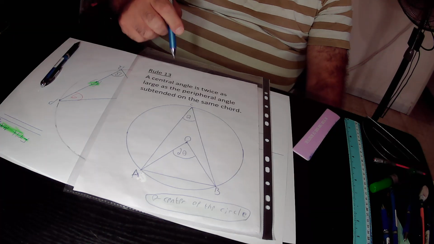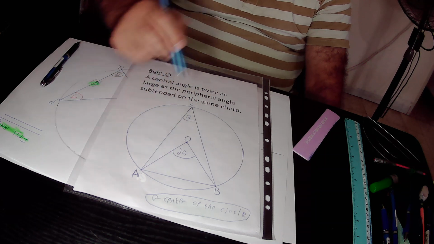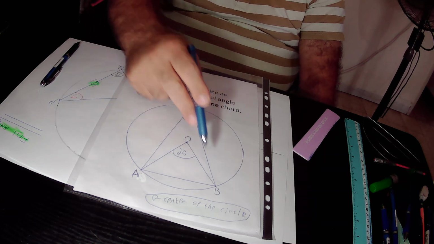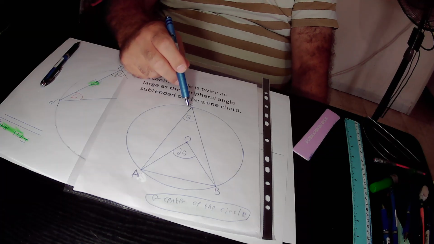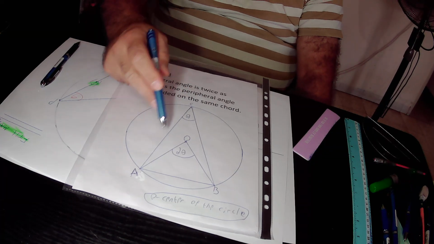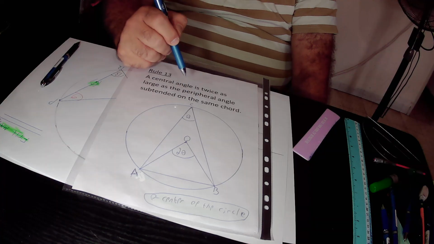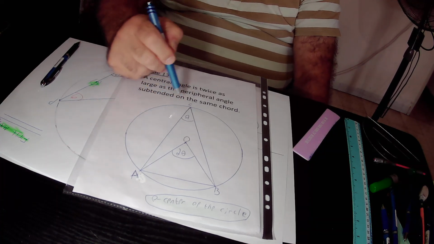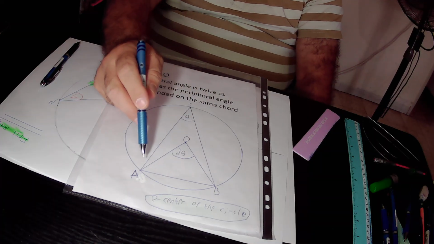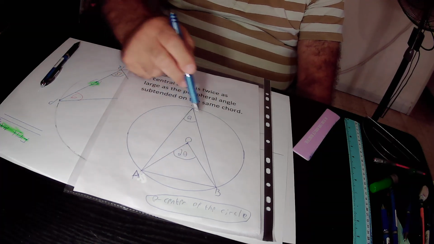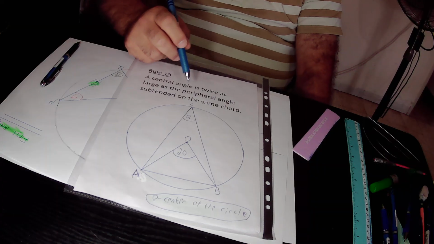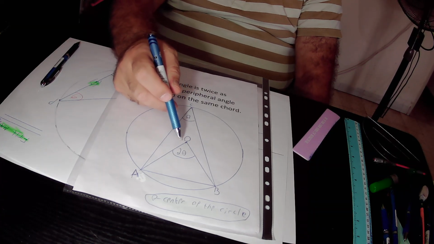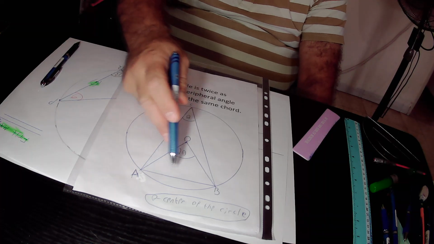In the drawing, we have a circle. This is peripheral angle ACB. The size of this peripheral angle ACB is theta. Peripheral angle ACB subtends on chord AB. Likewise, this is central angle AOB that subtends on the same chord AB.